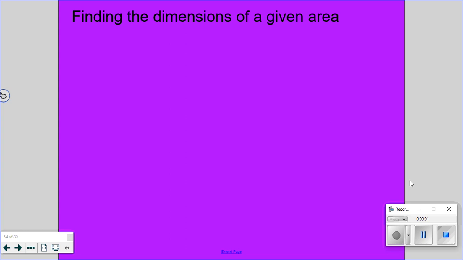All right, our title today says finding the dimensions of a given area. I want you to put a box around the word dimensions. Put a box around the word dimensions.